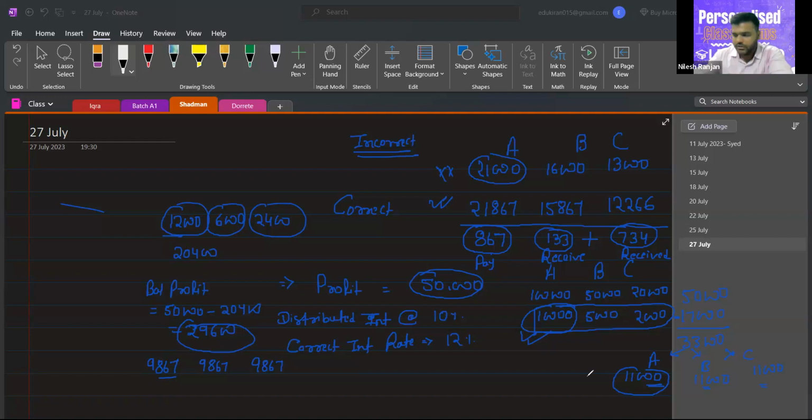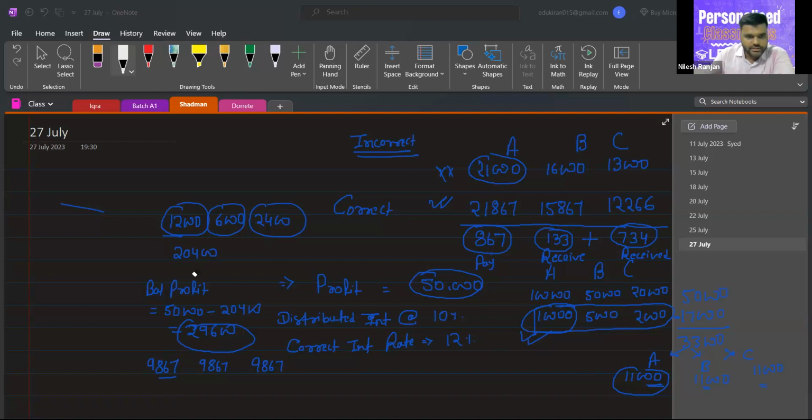So you can see if two partners are giving, one partner is receiving the same amount. So this situation is always the same in past adjustment. Now, do you have any doubt up to this? No, sir. Okay.